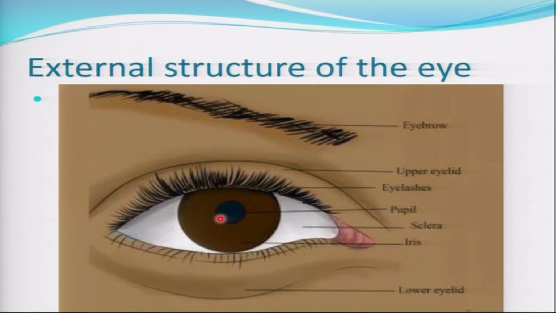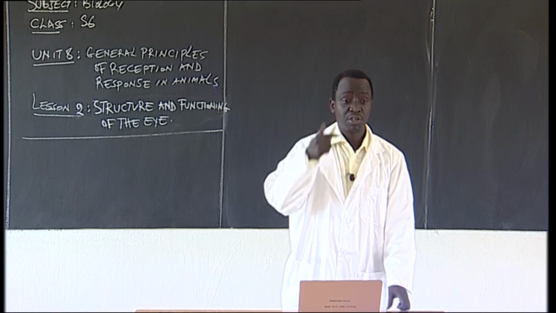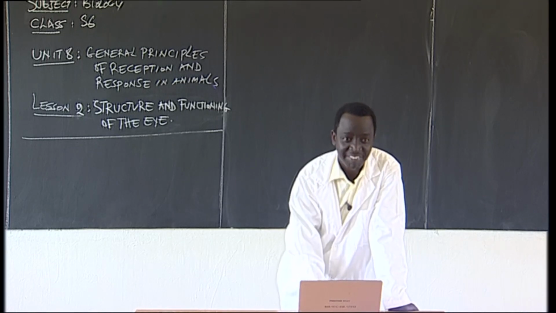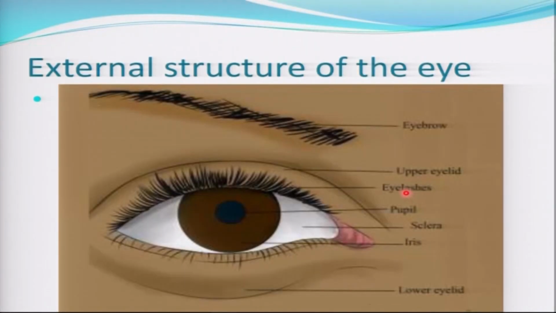Then down here, we have what you call the lower earlid. We have even the upper earlid, this side. And then those hairs, you can call them hairs, are called ear rashes. This is the external structure of the human eye.